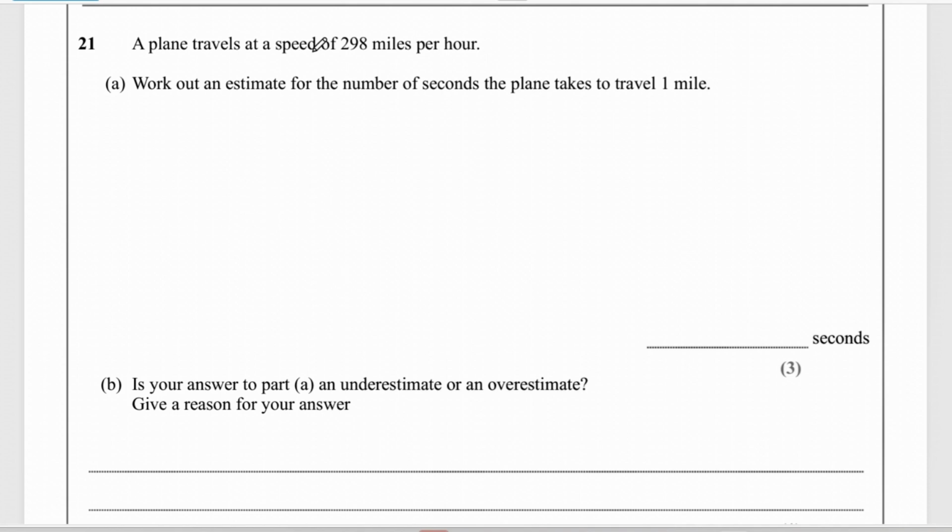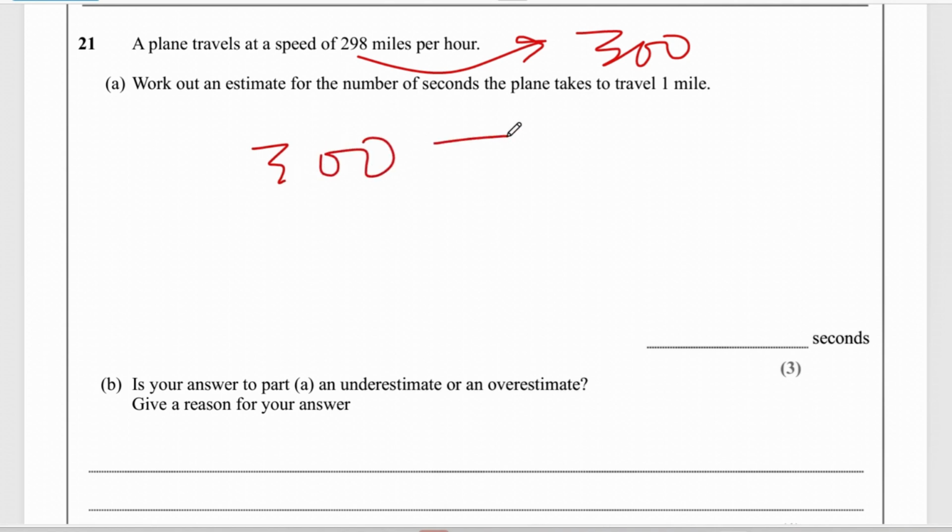So we go to 21. A plane travels at a speed of 298 miles per hour. Work out an estimate. So round up 298. That gives you 300 miles per hour. Work out the number of seconds it takes to travel 1 mile. So what do you do? 300 miles is going to give you 1 hour. 1 hour is 60 minutes.